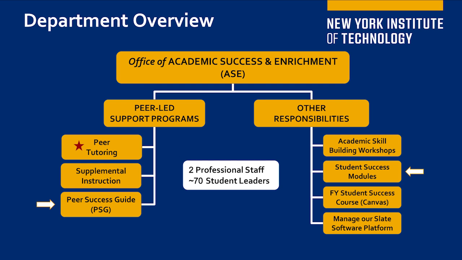The Office of Academic Success and Enrichment, which is my department, has these responsibilities. We have our peer-led programs, which are our peer tutoring, which is what we'll talk about today, supplemental instruction, and the peer success guide program. We also have other responsibilities, such as delivering academic skill building workshops, developing student success modules, our first year student course in Canvas, and we also manage our software platform for appointment scheduling. And just to note that this is done with two professional staff, myself and Madeline, and then we have about 70 student leaders or student staff that work for our department and help us run these programs and initiatives.